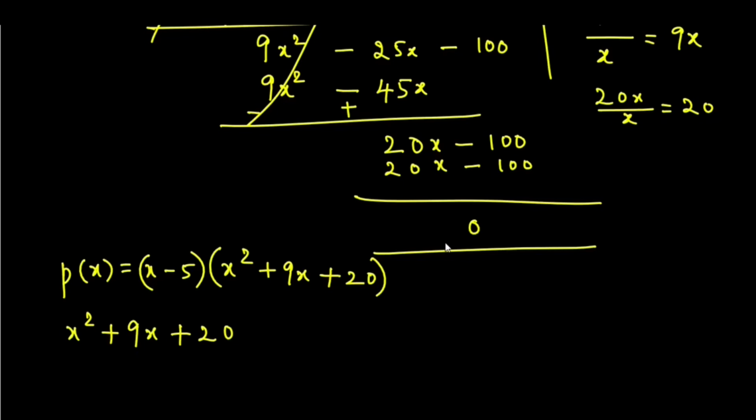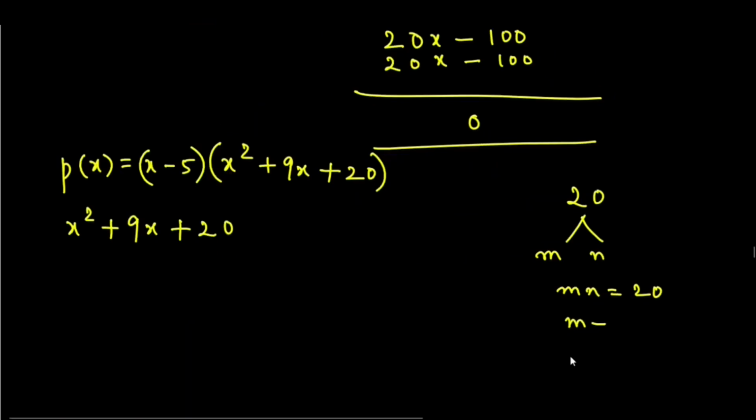We have to find factors of 20. Here the coefficient of the x square term is 1, so 1 into 20 is 20. We have to find factors of 20 whose sum is 9. m into n is 20, m plus n is 9. So immediately we can find 4, 5. 4 into 5 is 20, 4 plus 5 is 9.